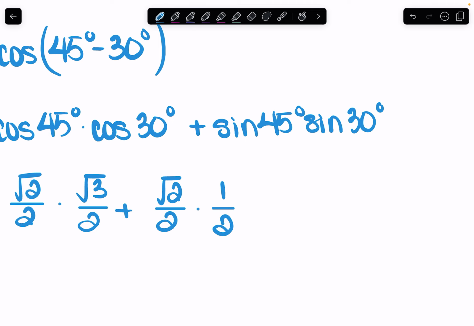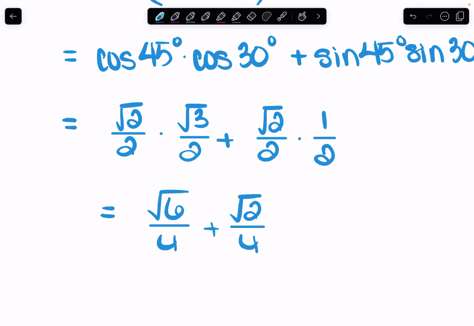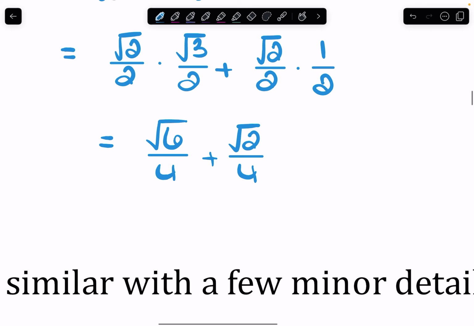All right, top times top, bottom times bottom. Two square roots multiplied, we can multiply the numbers underneath. Square root of 6 over 4 plus root 2 over 4. Denominator is already matched, so no work to do there. Just combine: root 6 plus root 2 all over 4.